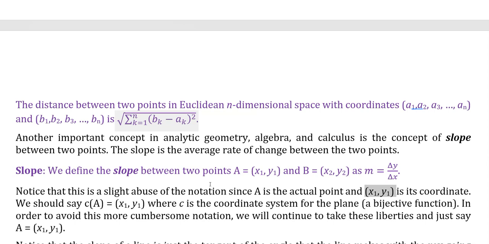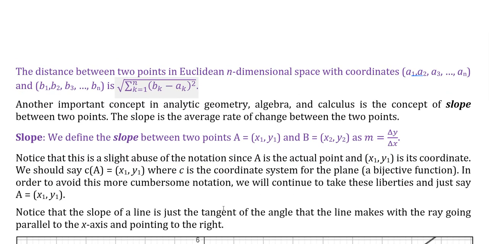But this is a cumbersome notation, and in this section on analytic geometry, we're just going to do this technically incorrectly, abuse the notation a little bit, and just say A equals x1, y1. But of course, when I say that, you should think, okay, he's just saying those are its coordinates.